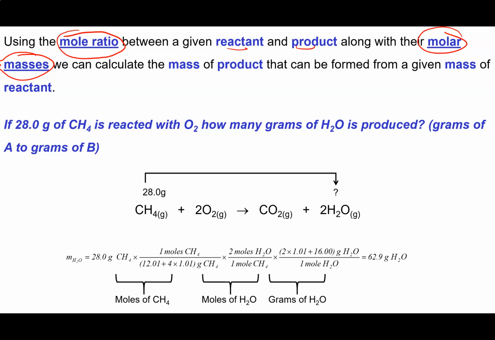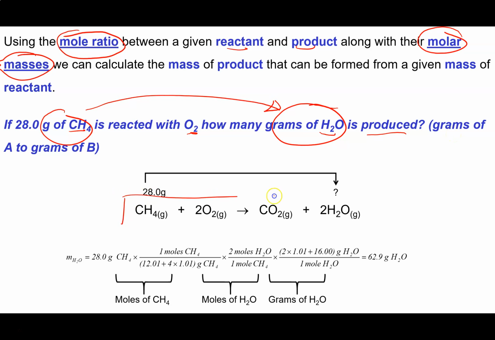So let me give you an example. It says, if 28 grams of methane is reacted with oxygen, how many grams of water is produced? So we recognize that we're going from grams of methane to grams of water. This is a classic grams of A to grams of B. The first thing we need is the balanced chemical equation, which, if you're lucky, is given to you. And what we're told is that we've got 28 grams of methane and we're trying to figure out how many grams of water we have.